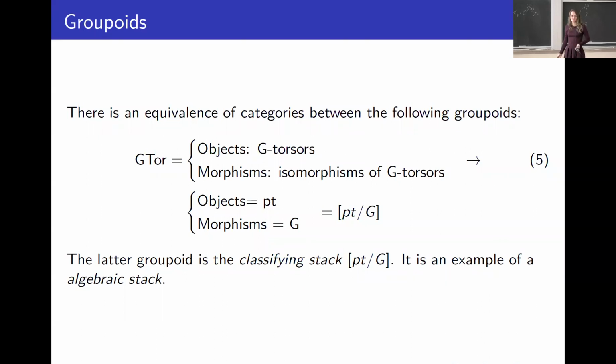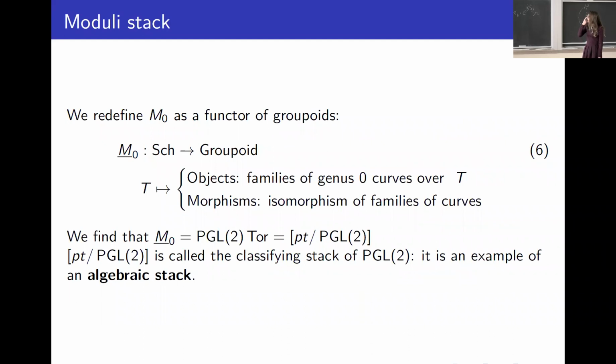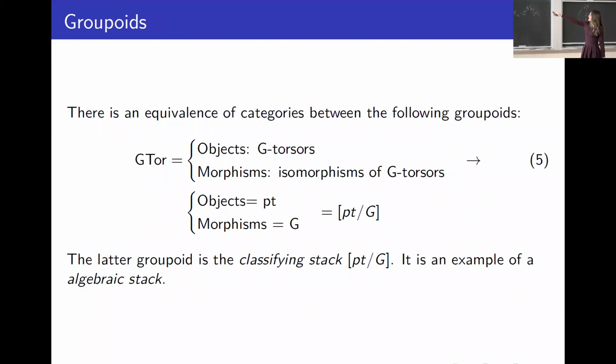And it's just this groupoid. In other words, it also classifies G torsors, which is what we're after. Moreover, it's an example of an algebraic stack, essentially a quotient by a group that's not finite. Okay, so why are we talking about that? It's because now I'm going to reformulate my moduli functor for genus zero curves in terms of groupoids. Okay, why am I doing that? Again, it's because this latter category is easily described as a stack.